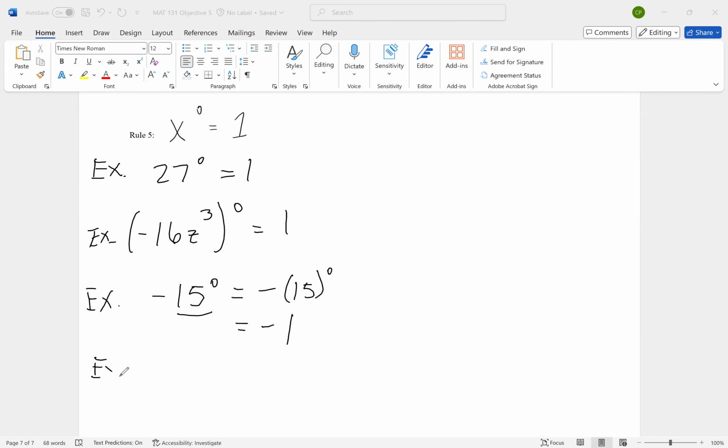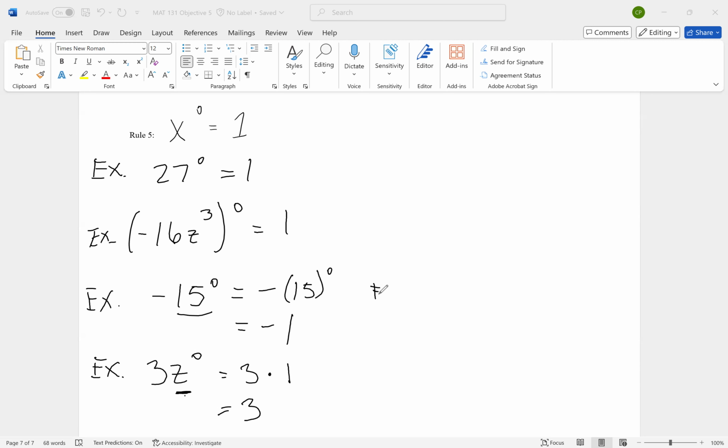The same with if we had 3z to the 0 power, okay? What this is, 3 times, and then the z to the 0 is going to be the 1. So the final answer is going to be 3, okay? So with rule number 5, you want to make sure that you understand clearly what is to the 0 power. That's the only thing that's going to be 1, okay?